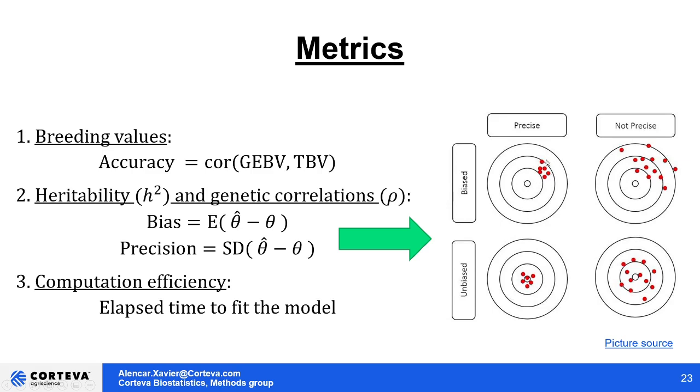Precision is how close they are to each other, and bias is how far they are from the true value. So things can be unbiased but precise. They can be unbiased and not precise. Biased because the average would be around here but not precise, or biased and precise, meaning you shot several times in the same spot but it's the wrong spot.